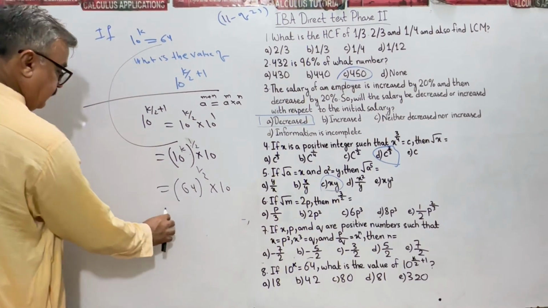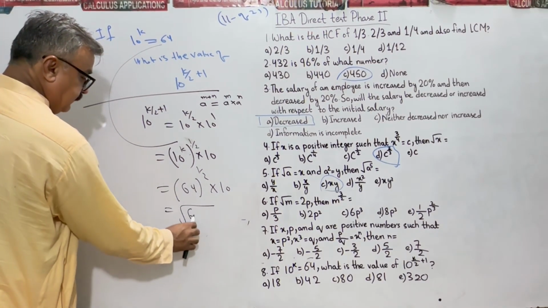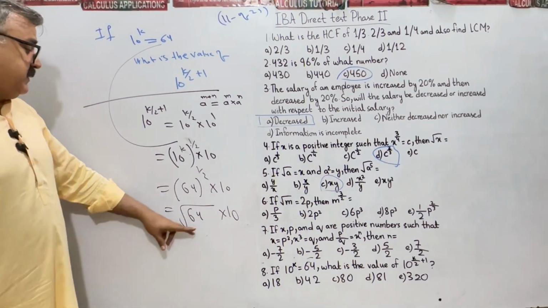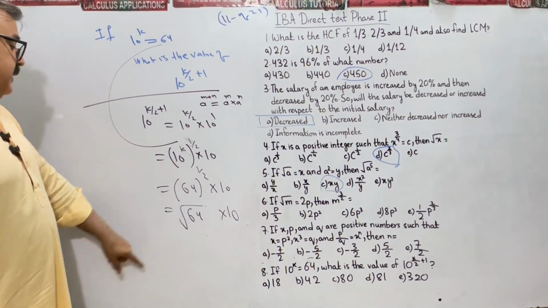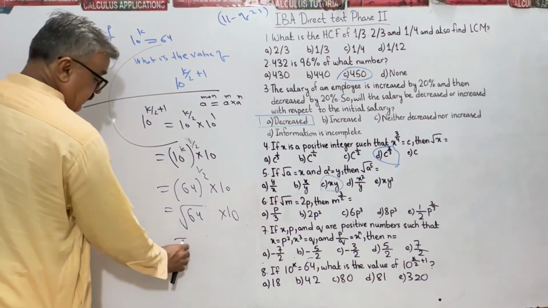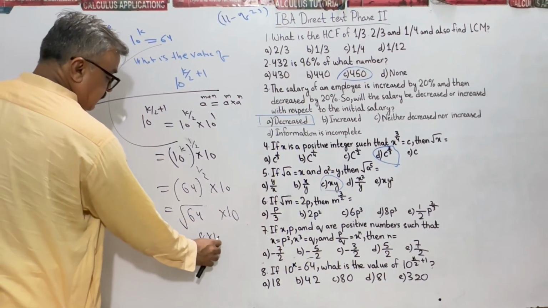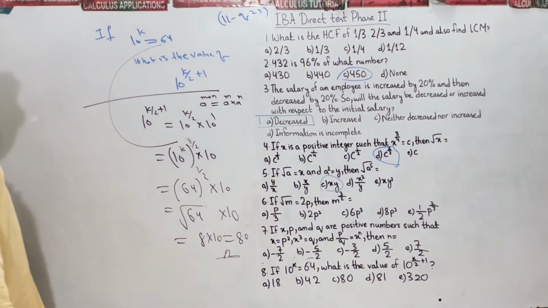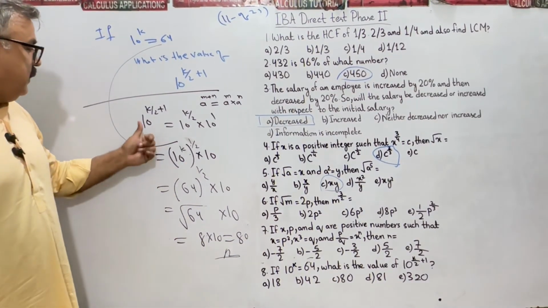1 over 2 means square root, and we are familiar that 64 is a perfect square quantity. The square root of 64 is 8. 8 times 10 is 80. 80 is our right option.